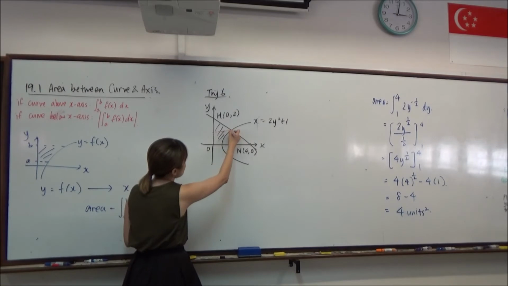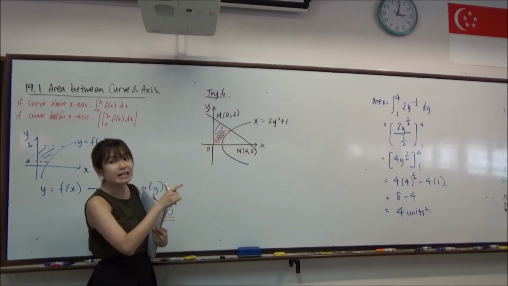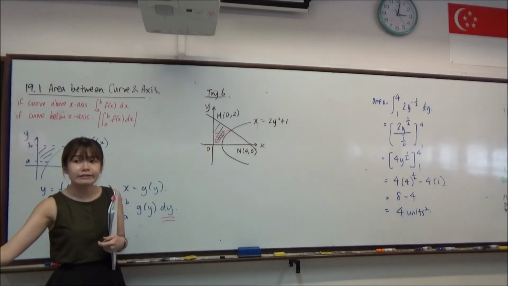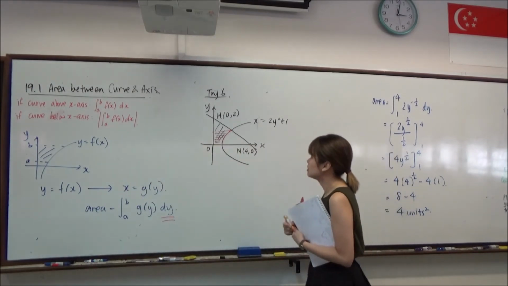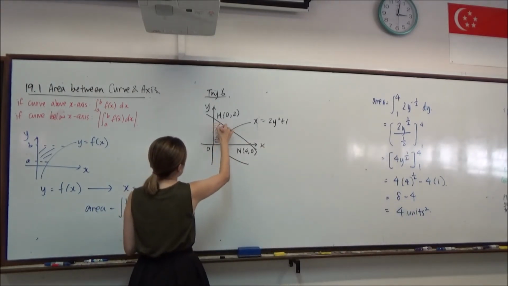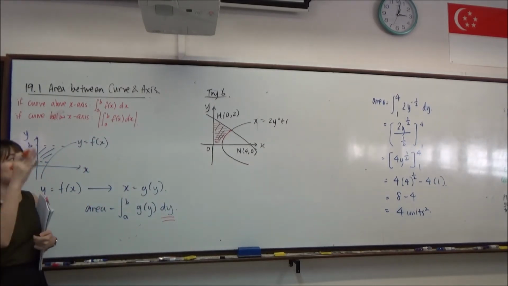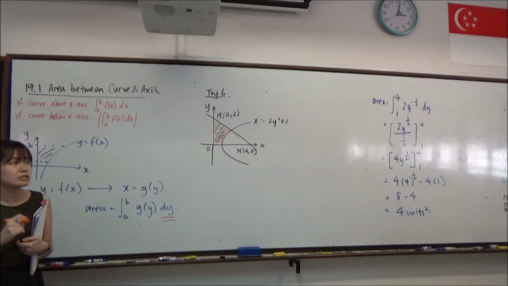Because this part, this area, is related to the curve, between the y-axis and the curve, whereas the other part is the area of the straight line with the y-axis. So to find the area of the shaded region that we want, we need to sum up these two areas. You understand what I'm saying?